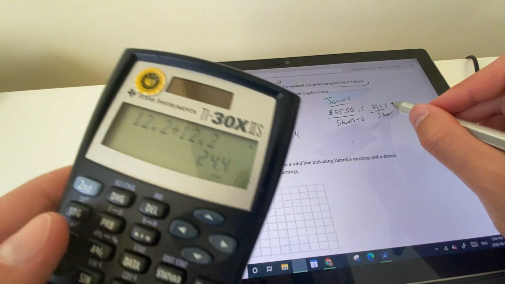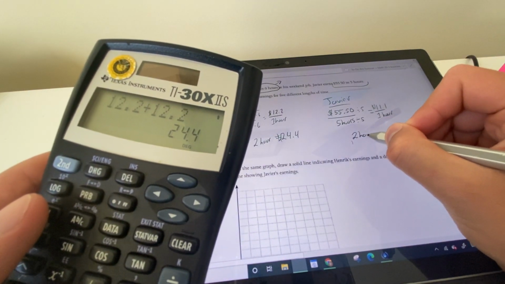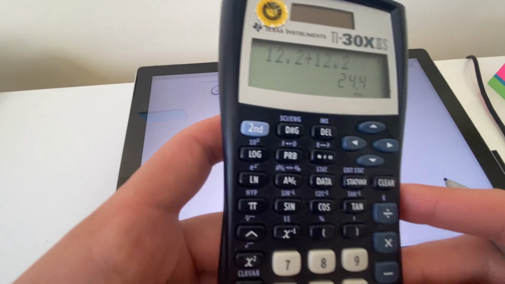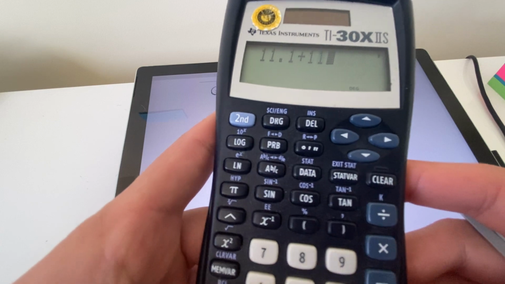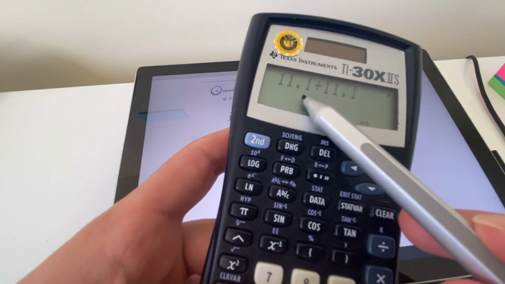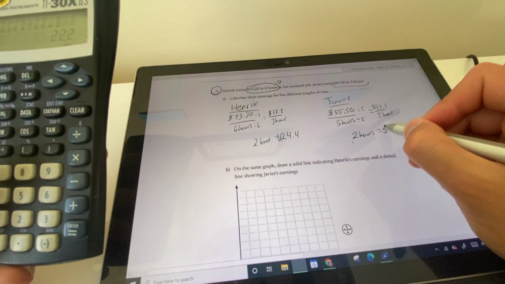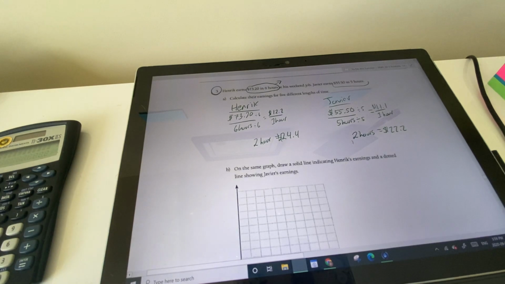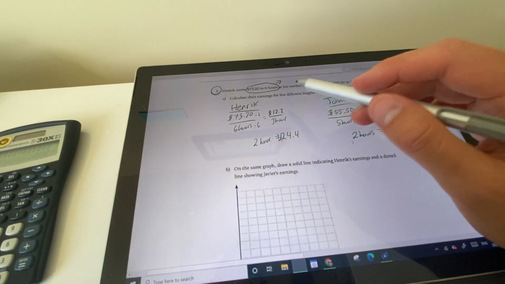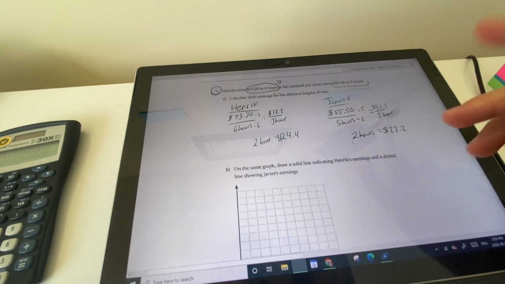Same thing here. This guy makes $11.1 per hour. Well, 2 hours, we could calculate pretty simply by doing 11.1 plus 11.1. First hour he gets paid this, second hour he gets paid this. So in total he makes $22.2. Okay, and we could just keep doing that for 5 different units of time. We've calculated 4 here technically.